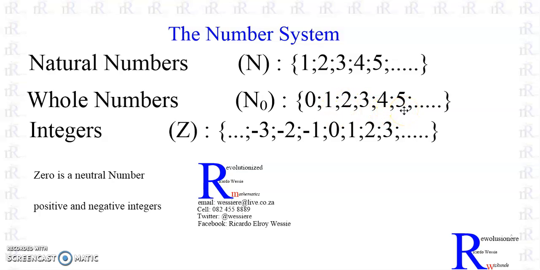The following set of numbers we call integers. And these are positive numbers and negative numbers, including the neutral number 0. 0 does not have a positive or a negative sign tied to it. It is neutral. 0 is a neutral number. Then we have positive and negative integers. The symbol for integers is the letter Z.